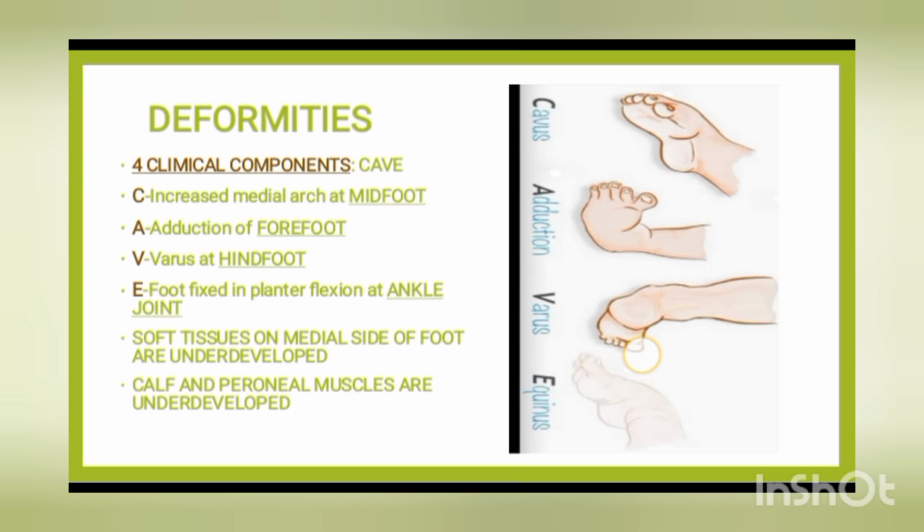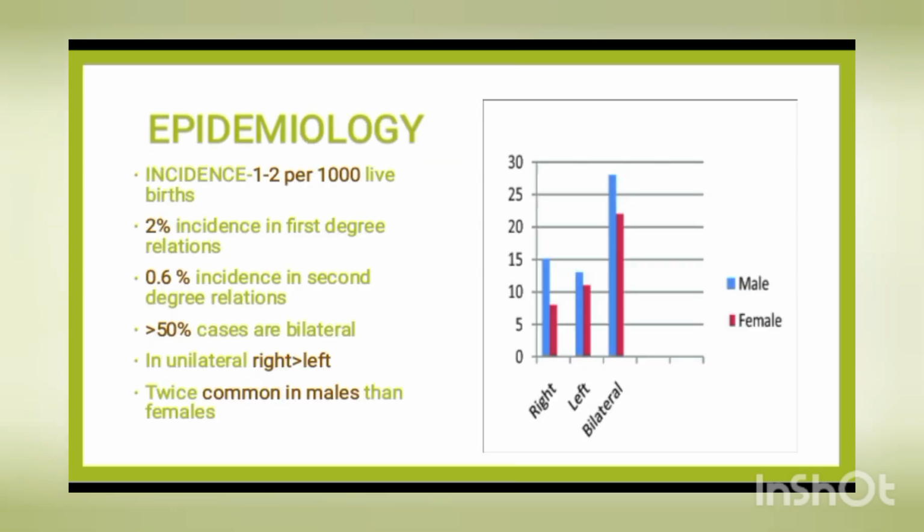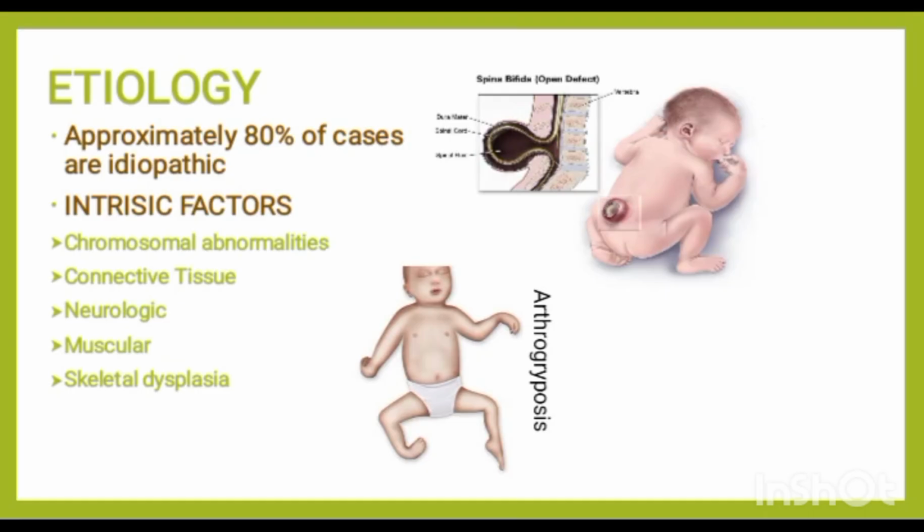Now let us discuss the epidemiology. So incidence is 1 to 2 per 1,000 live births, 2% incidence in first degree relations like parents, siblings and children, and 0.6% incidence in second degree relations like grandparents, grandchildren, uncle, aunt, nephew and niece. More than 50% of the cases are bilateral, meaning both feet are affected, and in case of unilateral there is a high risk of the right foot being more involved as compared to the left one, and it is twice as common in males than females.